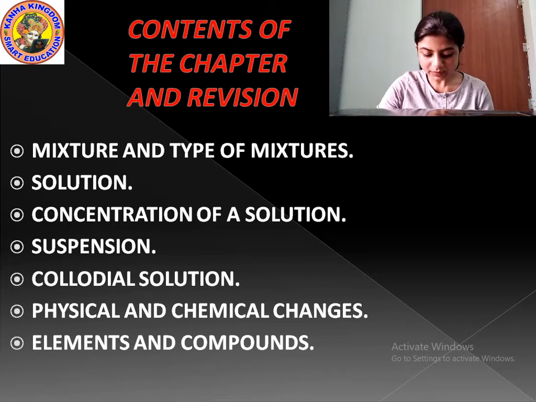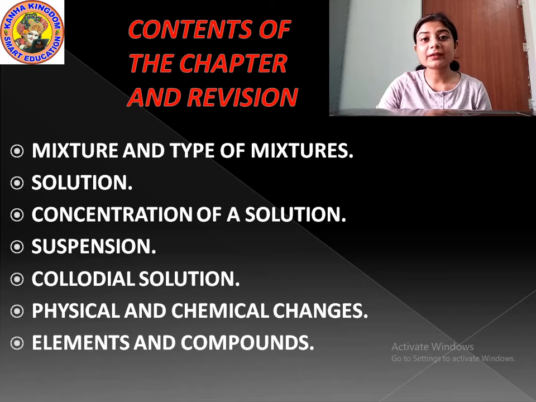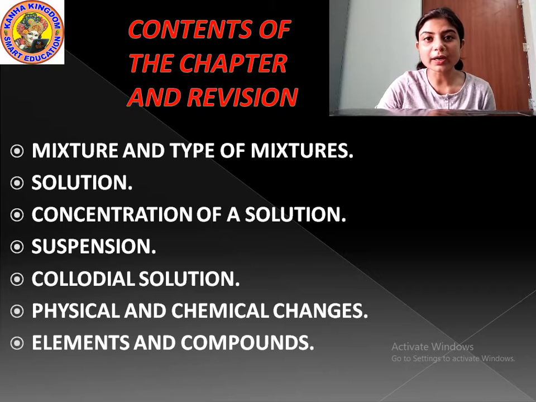Now, what are the properties of a solution? A solution is a homogeneous mixture. The particles of a solution are smaller than 1 nanometer, that is, 10 to the power minus 9 meter. The particles present in the solution are very small. That is why the particles cannot be seen with the naked eye in a solution.